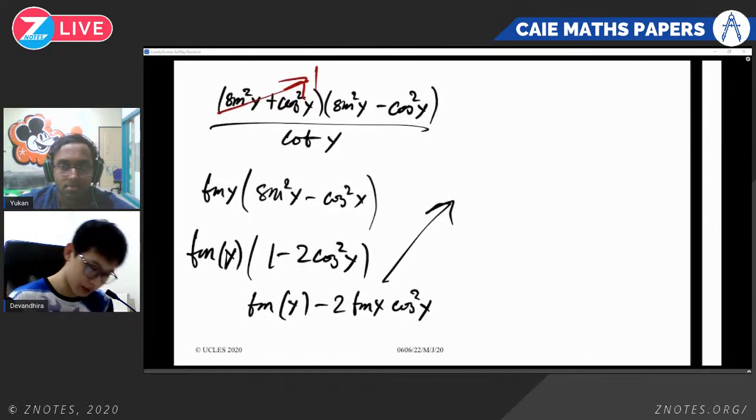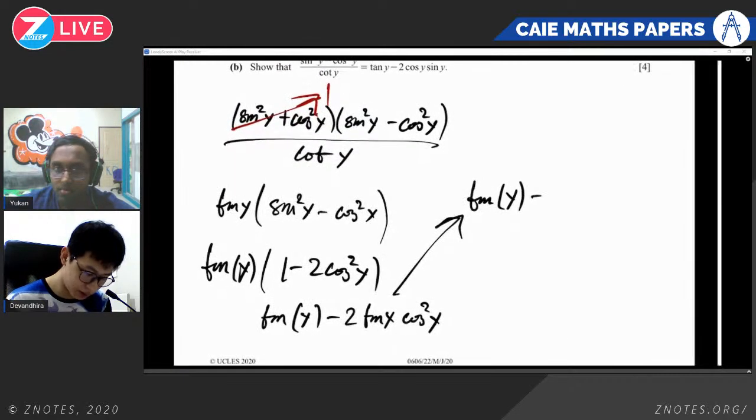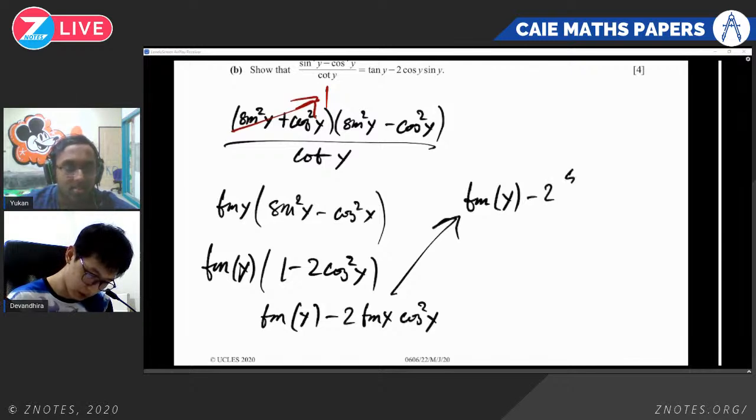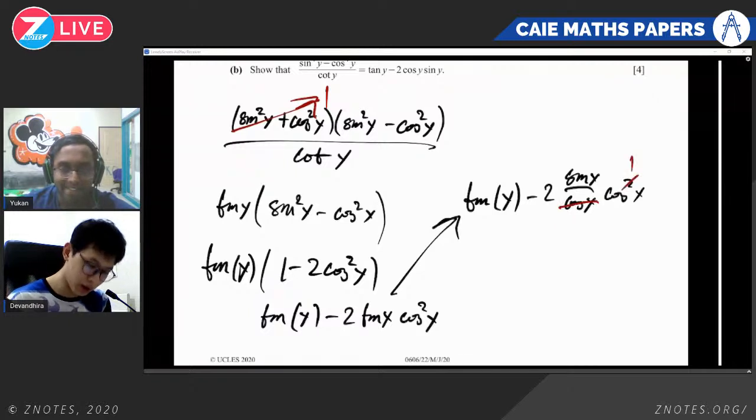So are we done yet? No, that's not the form they gave. So what's next? We can change again tan y into sine over cos and cancel the cos. Sine y over cosine y, sorry, cosine square y. That means the cosine y here and the 2 will cancel, become 1, right?